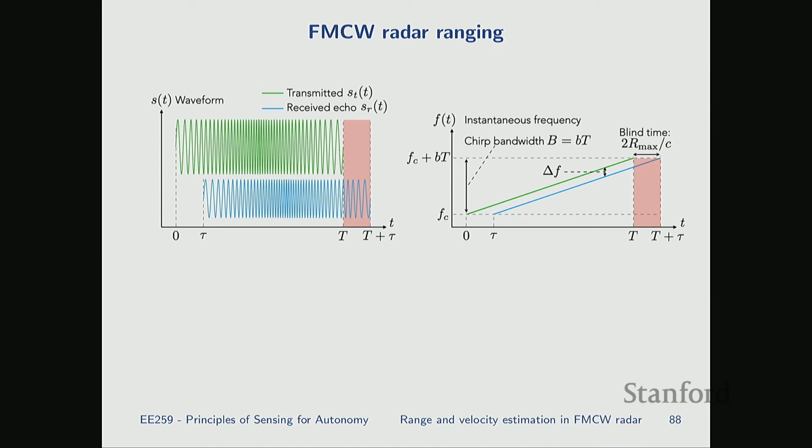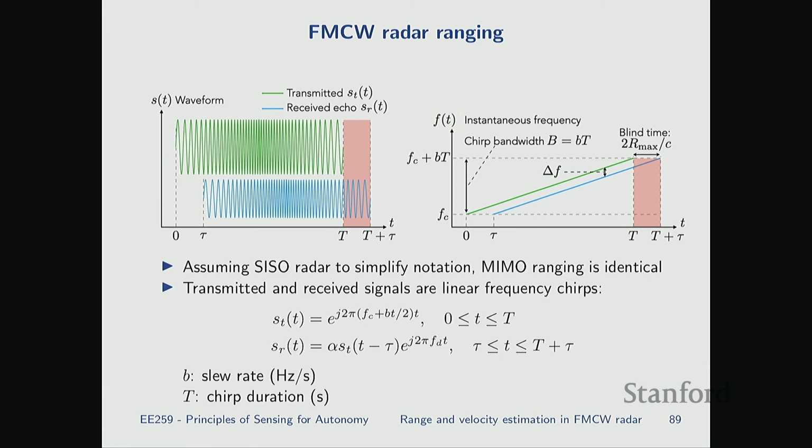It's exactly like sonar, right? So you transmit a chirp, that's the green one, and then you receive a chirp, that's the blue one, which is delayed and attenuated and Doppler shifted. And then if you compare the instantaneous frequency of the transmitted and the received chirp, the instantaneous frequencies are going to differ by some amount, delta f, okay?